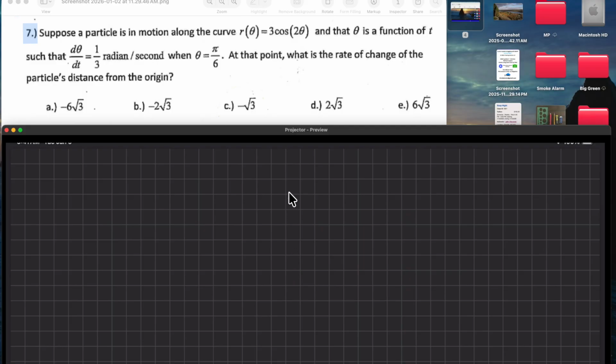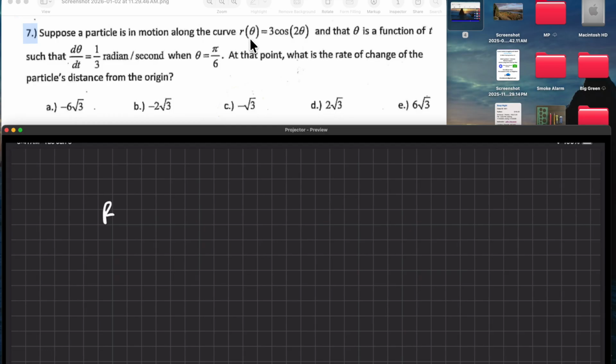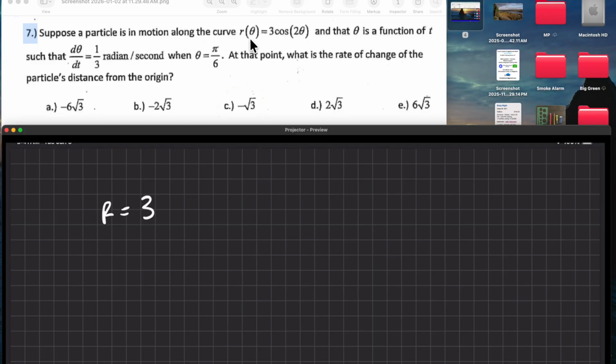We are told that there's a particle in motion along this curve, r of theta equals 3 cosine of 2 theta, and theta is a function of t such that d theta dt equals 1/3 radian per second when theta is pi over 6. At that point, what is the rate of change of the particle's distance from the origin? So the particle's distance from the origin is your r value. So folks, we can rewrite this as r equals 3 cosine of 2 theta.